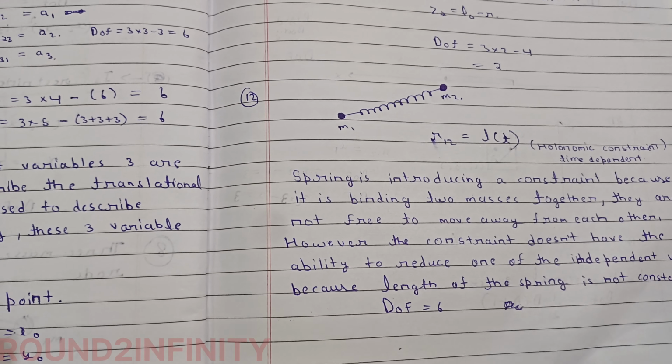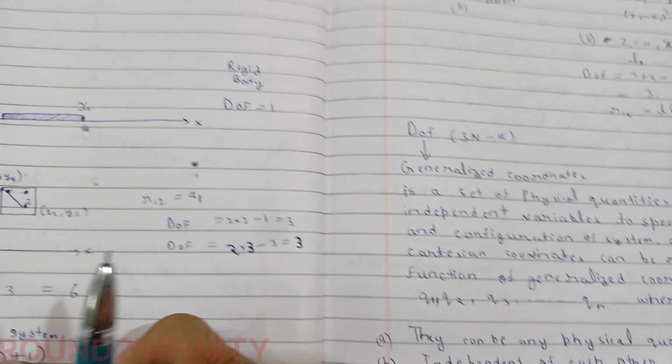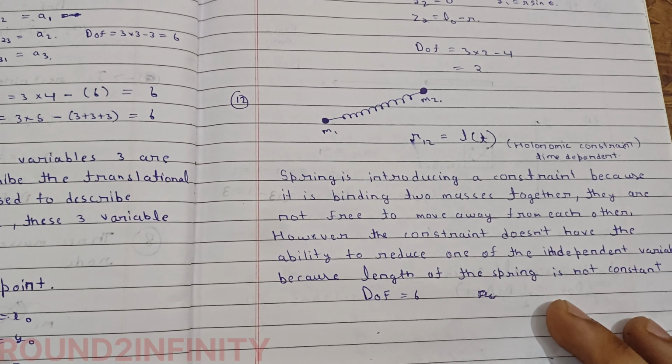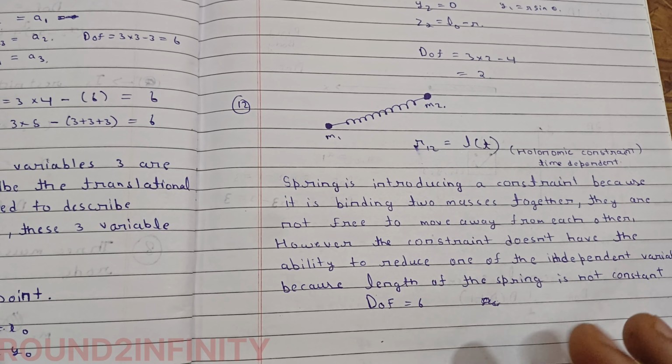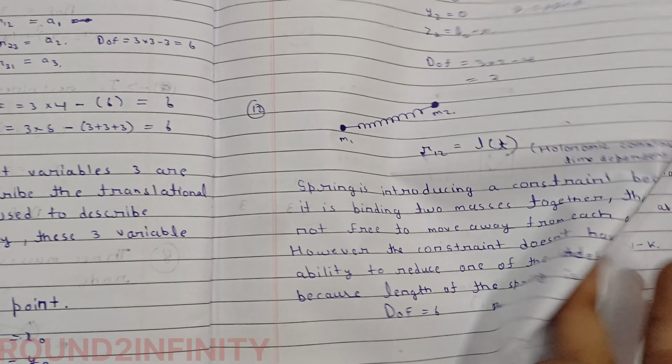So hello everyone, this is lecture 19 for classical physics. In the last lecture we did up to here. We were considering some examples to calculate the degrees of freedom for different systems. Now let's see some more systems.